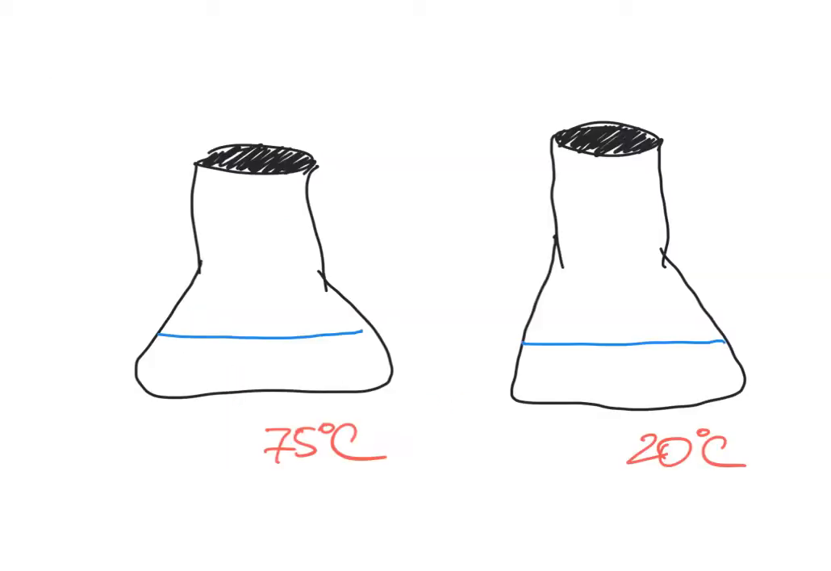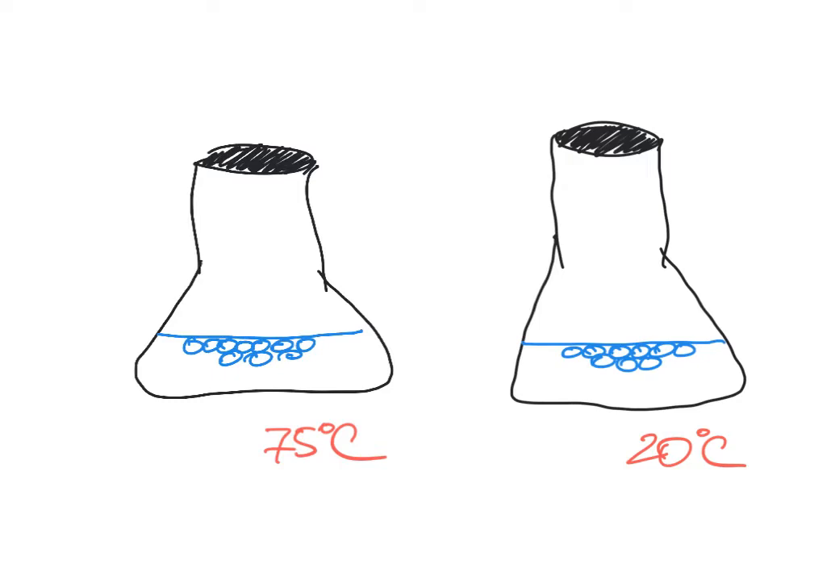Let's say we have two flasks with the same compound in it, same liquid. One liquid is at the temperature 20 degrees Celsius and another at 75 degrees Celsius. I will draw some molecules for both liquids. I'm only drawing surface molecules because it will take too long to draw all of them.